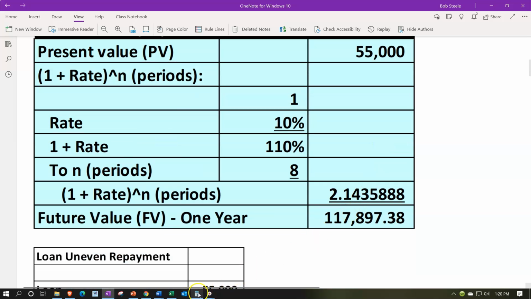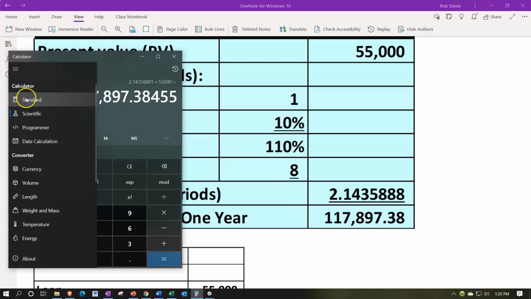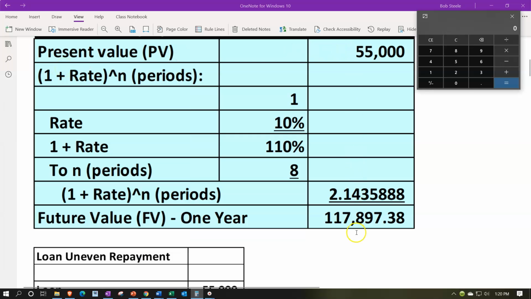And then we can do the last part, which is this times that. And so if we pull out the trusty calculator just to do that, we're going to say this times the 55,000. That's going to give us our 117,897.38. Going to go back to my normal calculator, hitting the little hamburger, and then minimizing this thing. So that's going to be where we're at.